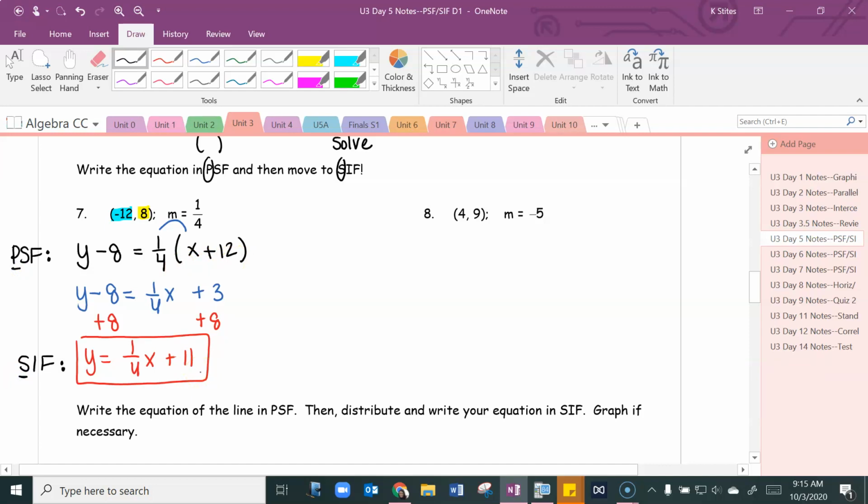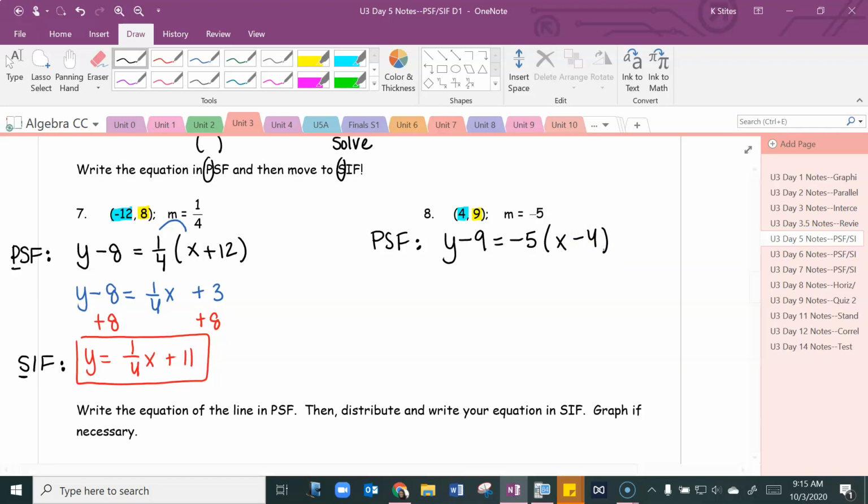All right, let's try another one. Start in point-slope. Okay, we should always be beginning in point-slope form. Y, and then the opposite of your y coordinate. So this is 9. We want a -9 equals your slope, parentheses, and then x, and then the opposite of your x coordinate. So that's going to be a -4. Okay, there's point-slope form.